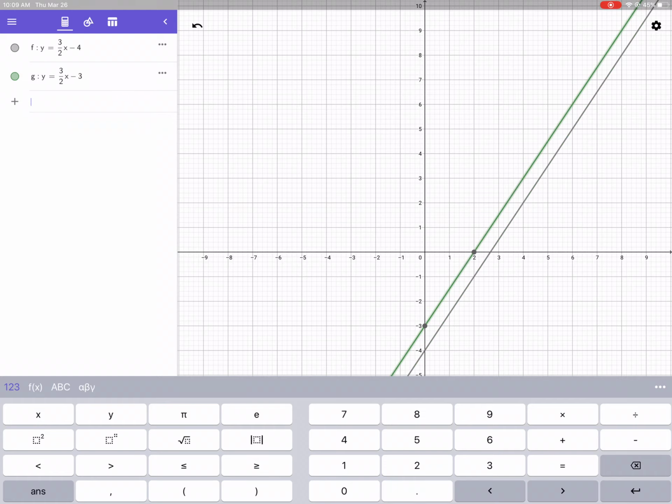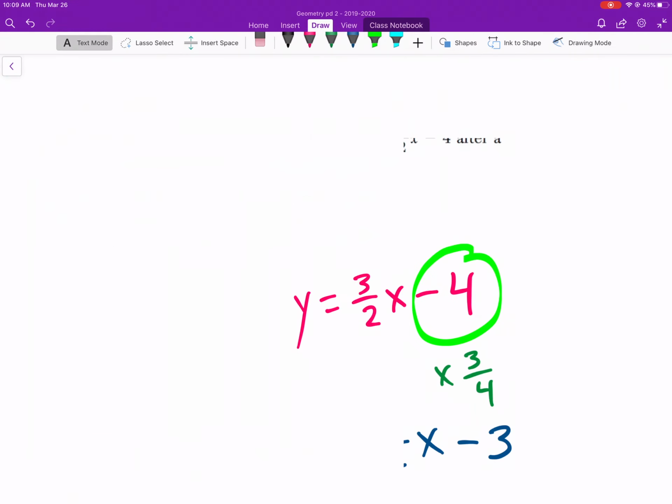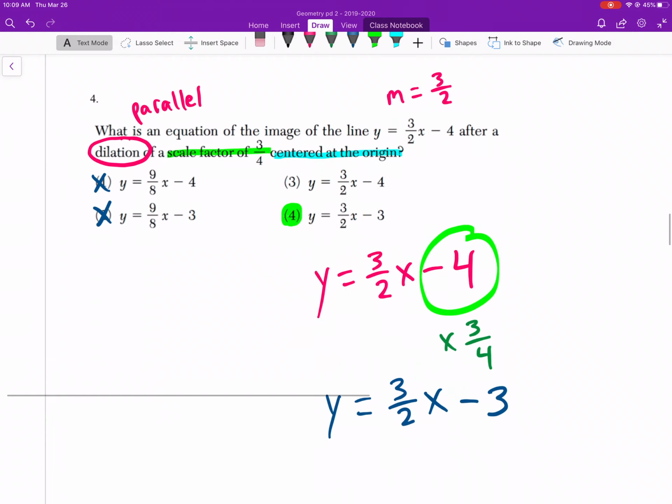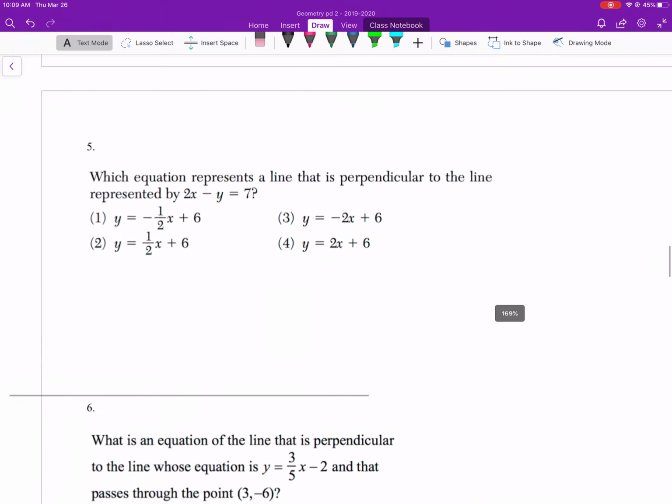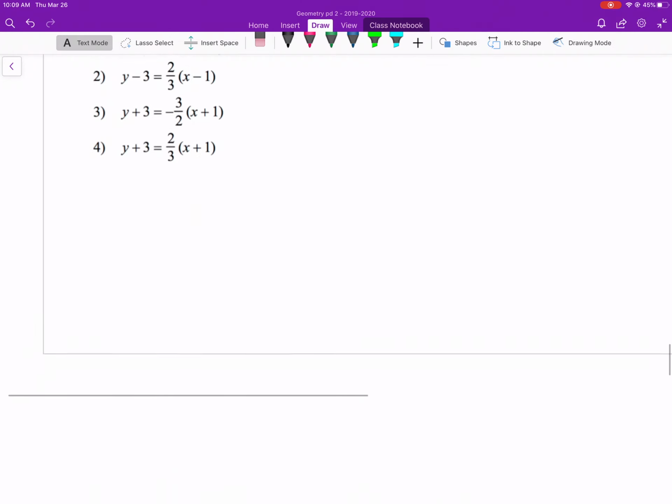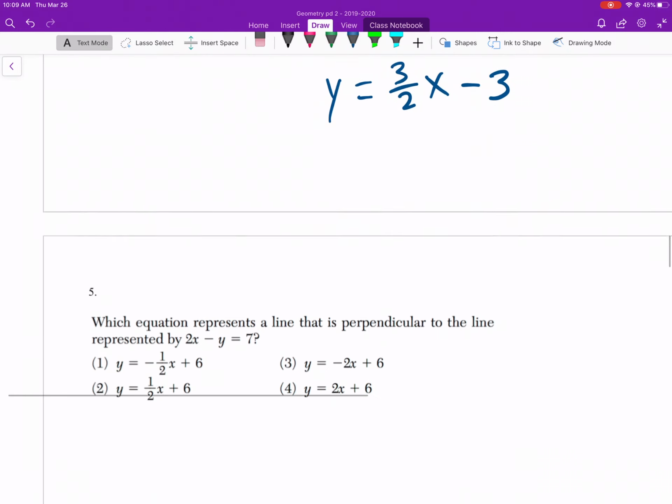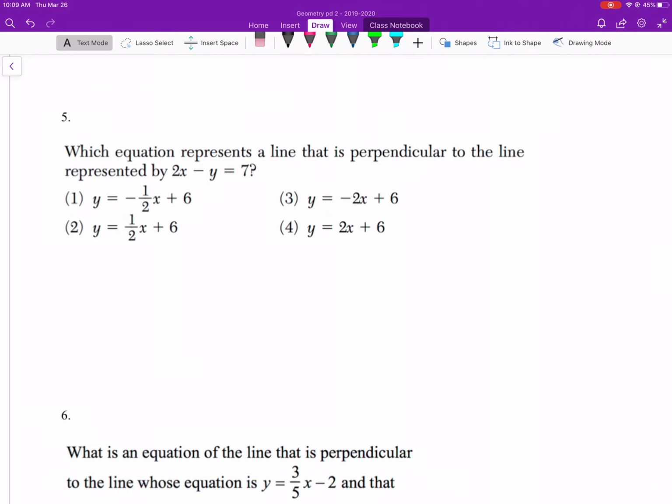Alright, parallel lines. Dilations, parallel lines. Alright, good stuff. So you're going to give numbers 5, 6, 7, and 8 a shot. You're more than welcome to do it algebraically or with GeoGebra, whatever you feel more comfortable with. They're all multiple choice.